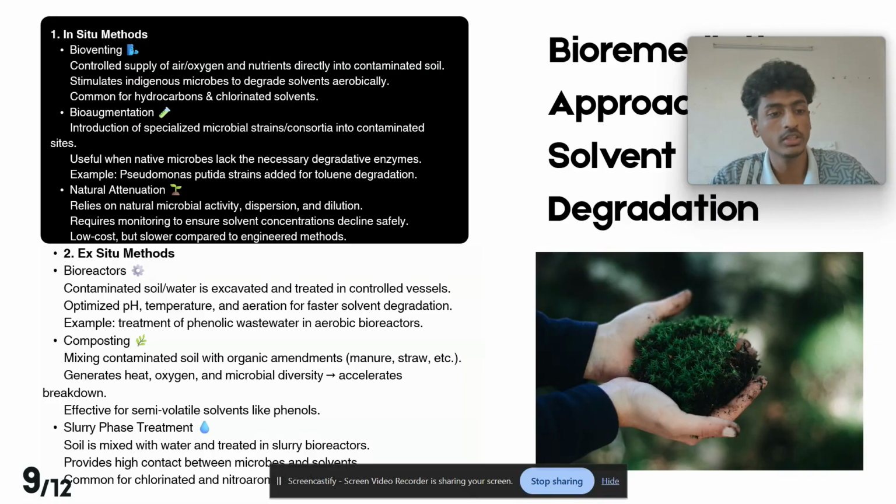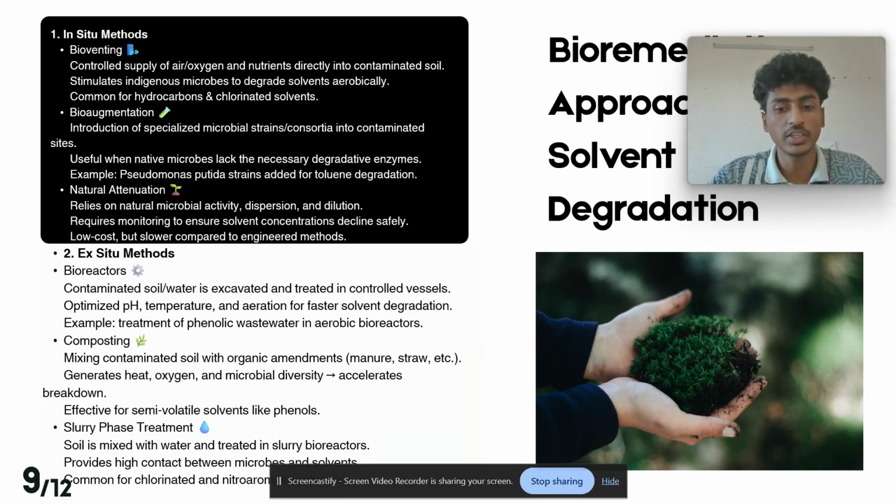Then comes composting. Composting is mixing contaminated soil with organic amendments such as manure, straw, etc. It generates heat, oxygen, and microbial diversity. These things accelerate the breakdown. Composting is effective for semi-volatile solvents like phenols.